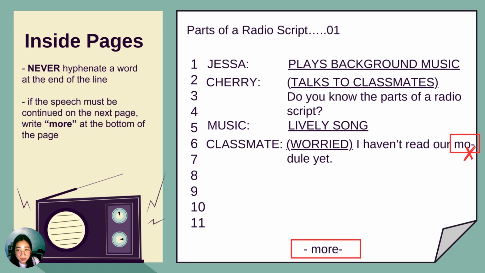If the speech of a single character must be continued on the next page, we need to write the word "more" at the bottom of the page so that the reader will be prepared for the continuation, as illustrated in our example. Lastly, never staple together the script pages. They must be loose so that the speakers can just drop each page as they finish reading their part, or staple the bottom left end of the script. This way, the page will make less noise when flipped over than when the page is stapled at the top.